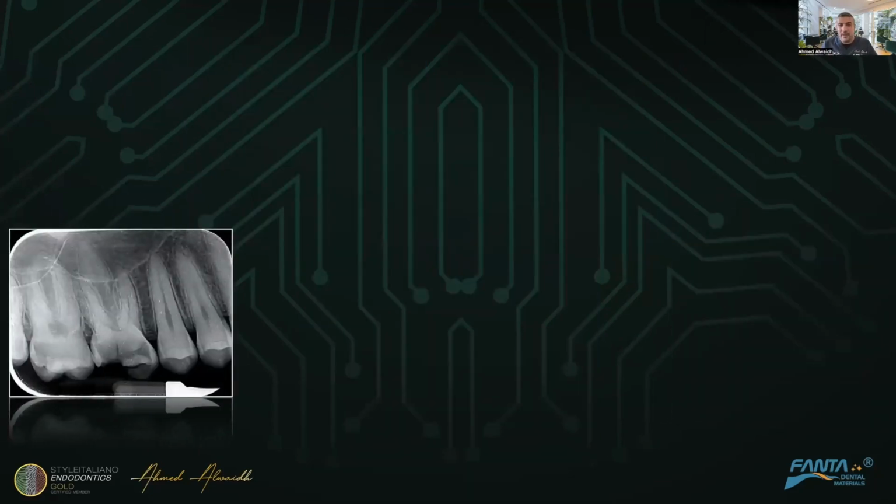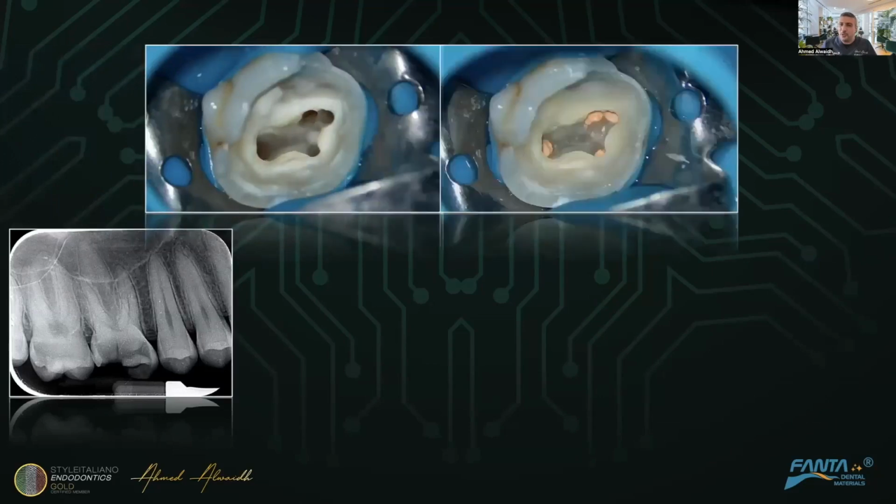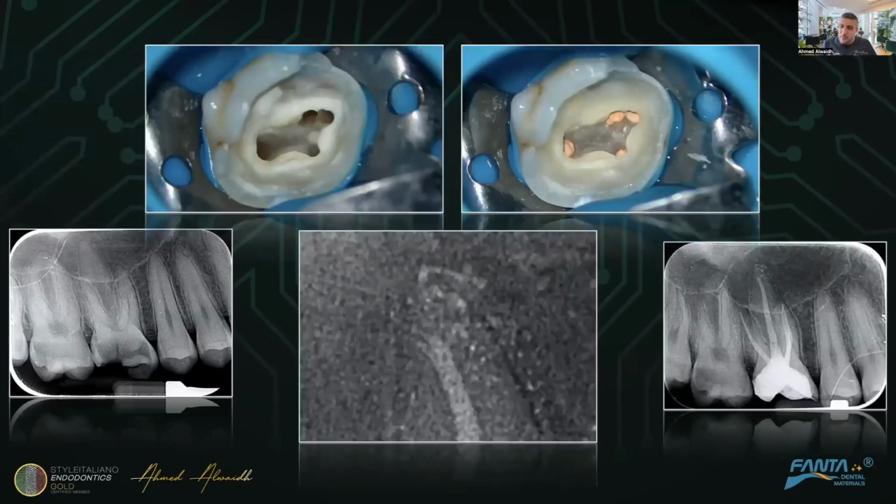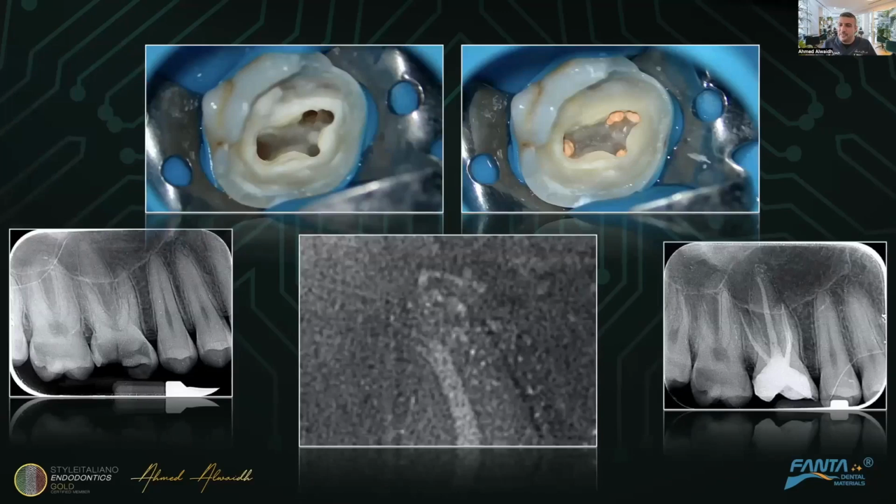This is also an upper first molar. You may see in the preoperative radiograph, it's normal, but after 3D disinfection and 3D obturation, look at the palatal canal and see all of these lateral canals at the apical portion. Why? Because we are using three-dimensional obturation, which is so far considered the gold standard.